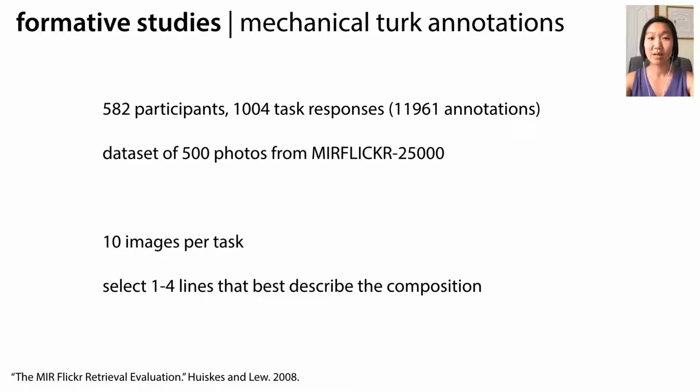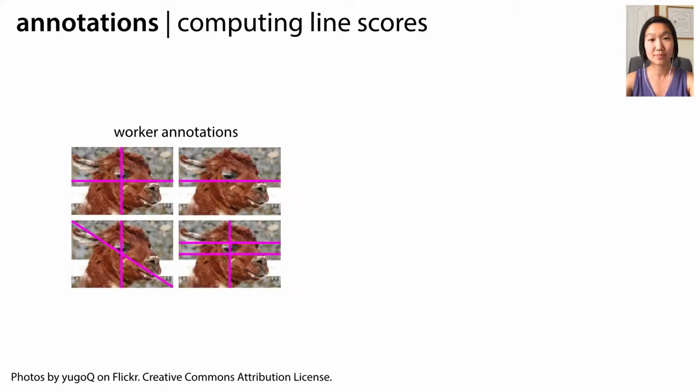To answer this, we ran a Mechanical Turk study where we had workers annotate 10 images per task, after some basic training on what composition is. They were asked to select 1 to 4 lines from the Harmonic Armature that best describe the composition of the physical elements in the image. For the purposes of explanation, say we just had these 4 workers annotate this image. We want to compute scores for each line in the composition grid based on its popularity. For each line, its score is the percentage of worker annotations that include that line. Here, 75% of worker annotations, 3 of the 4, include the center horizontal line, while only 25% select the diagonal, just the one on the bottom left.